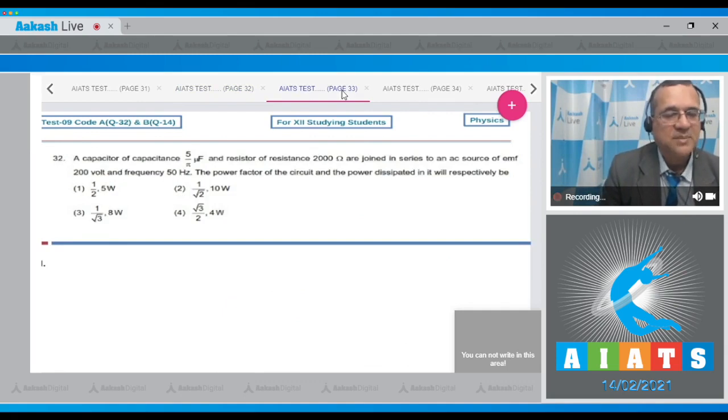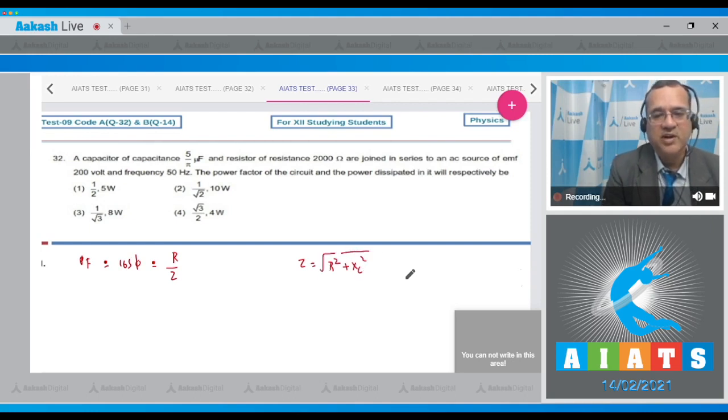Question number 32: A capacitor of capacitance 5/π microfarad and a resistor of resistance 2000 ohm are joined in series to an AC source of EMF 200 volt and frequency of 50 Hz. The power factor of the circuit and the power dissipated in it will be. And dear student, what is the formula for power factor? Power factor is cos φ, and cos φ = R/Z. Now to calculate Z, Z = square root of (R² + XC²), where XC = 1/ωC.